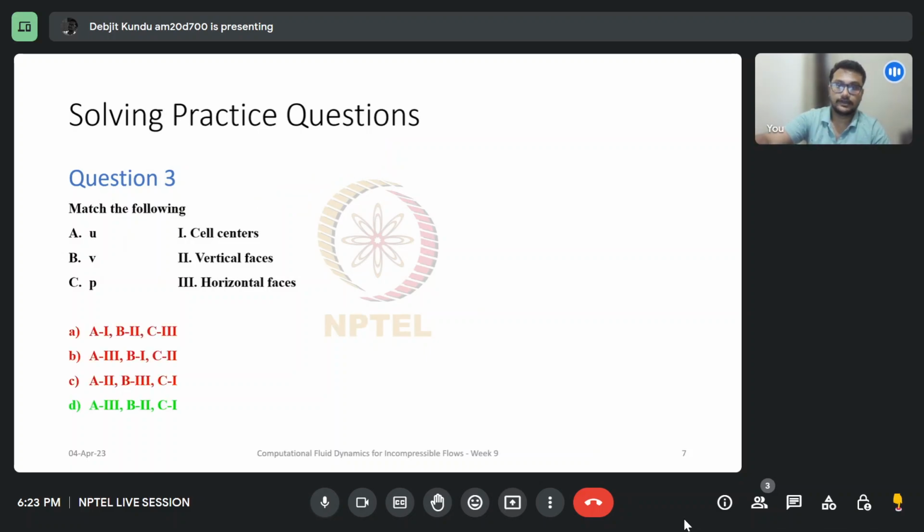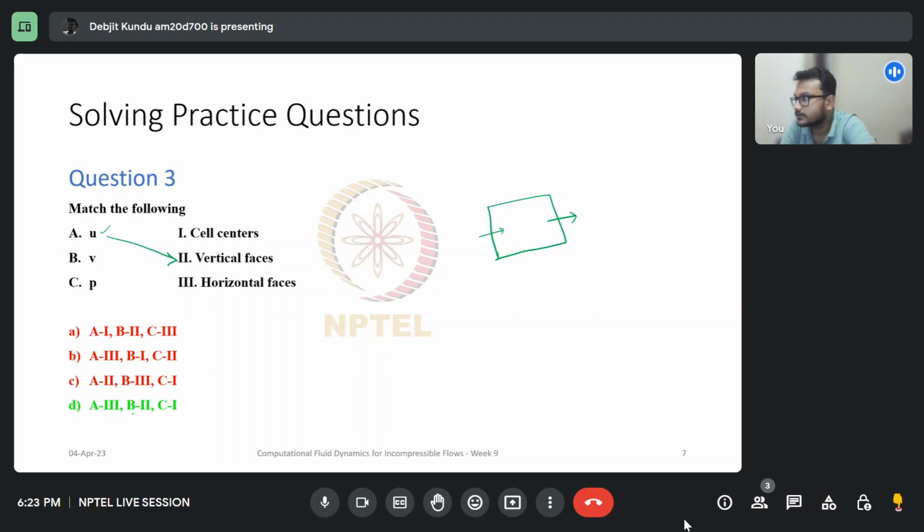So let's have a look at the solution. The solution is option D, A3, B2, C1. We will see how to get there. So as we just now saw, let's say the first we will look at U. So U is stored in the vertical faces. So A would be 2.